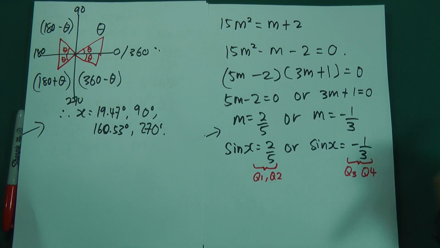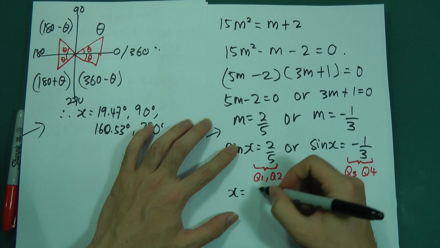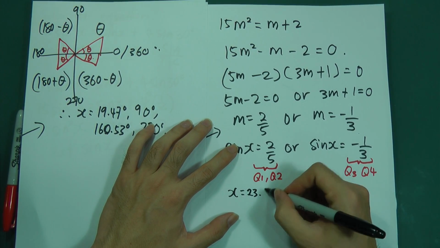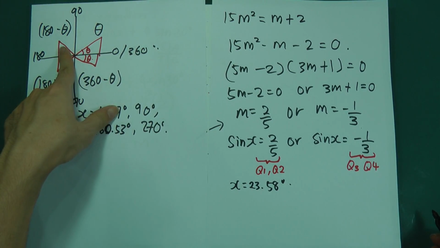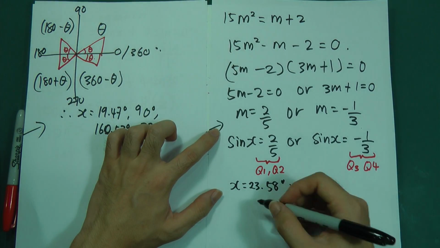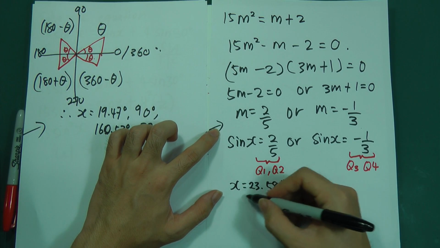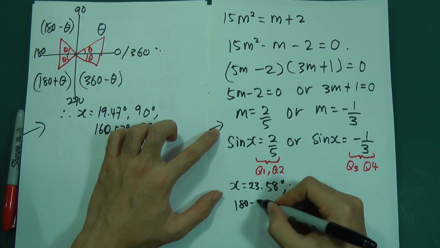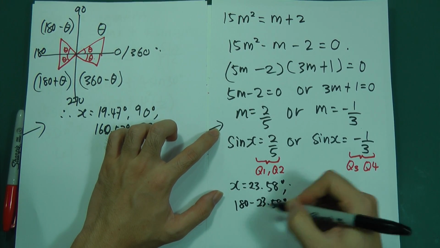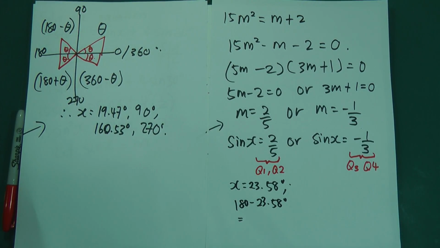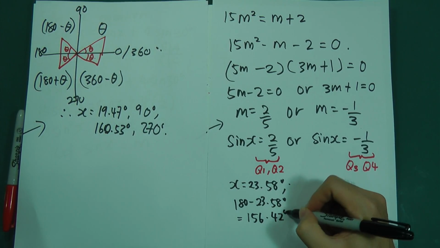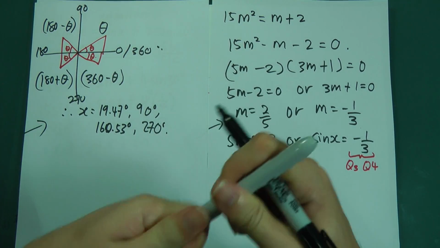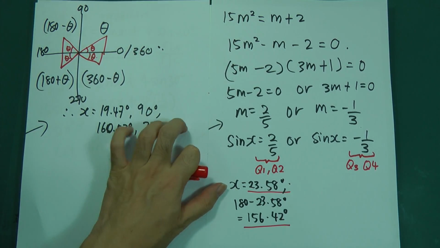So I got x equals to 23.58. This is the answer in the first quadrant. What is the answer in the second quadrant? It will be 180 minus the angle. So it will be 180 minus 23.58. So I got 180 minus the answer, and I get 156.42 as the angle. So therefore I get two answers, one for the first quadrant and one for the second quadrant.